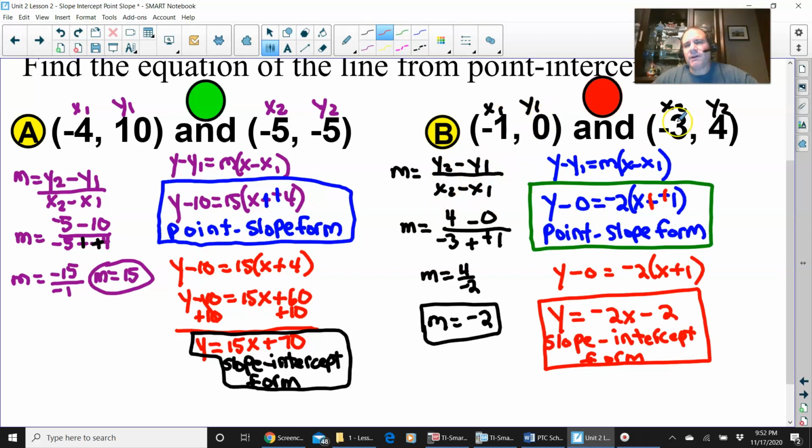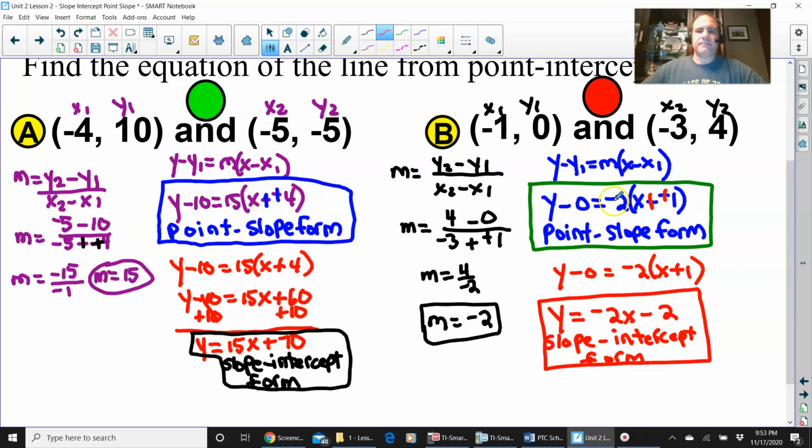I had my x1, y1, x2, y2, and I had 4 over -2, which is the slope of -2. Then I used the point slope formula, and I substituted my y1 in as 0 and the x1 as the -1. That made a double negative, so I changed it to a positive. That is point slope form, just like that.